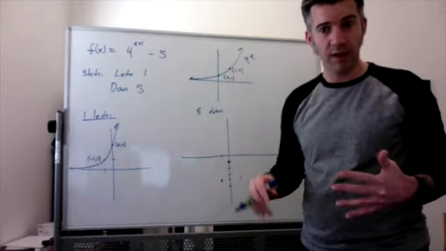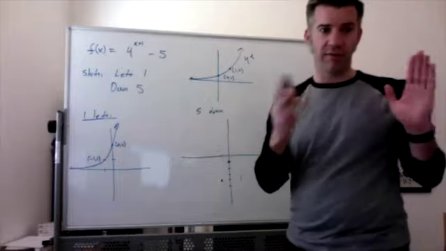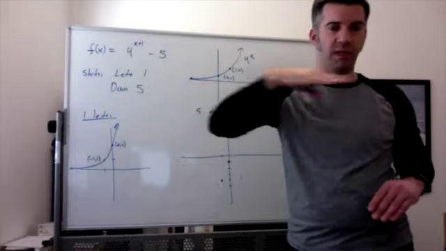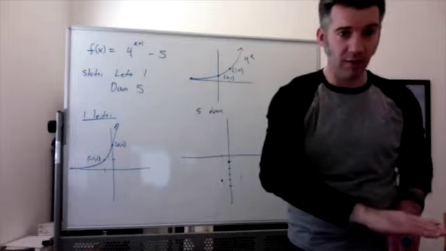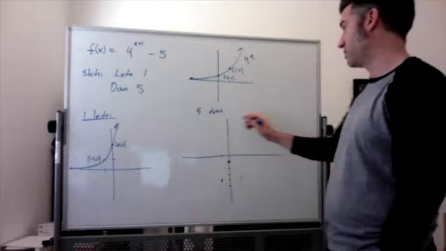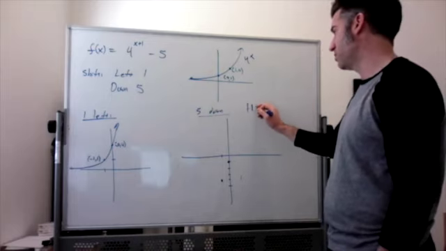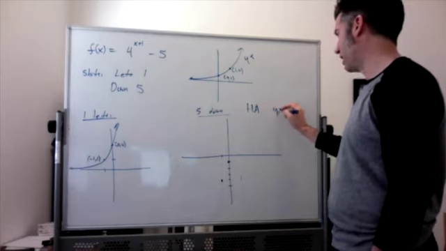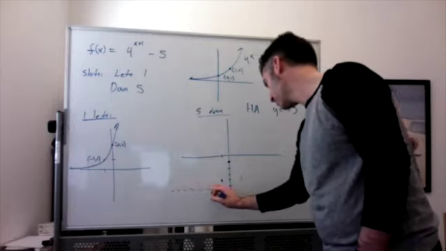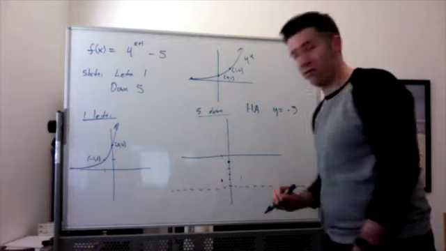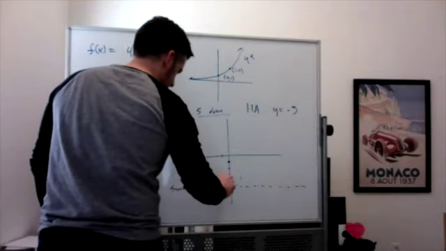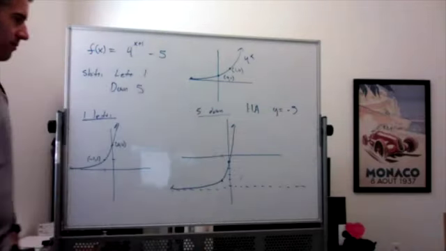horizontal asymptote. When we shift a graph left or right, its horizontal asymptote doesn't change, because you're just taking a horizontal line and shifting it left or right. It's still a horizontal line. When I shift it down 5, my horizontal asymptote is going to get shifted down 5. So instead of being y equals 0, my new horizontal asymptote is going to be y equals 0 minus 5. So down here at -5, I have a horizontal asymptote. So I have something that looks like that.